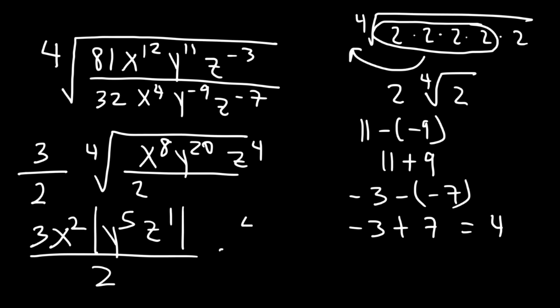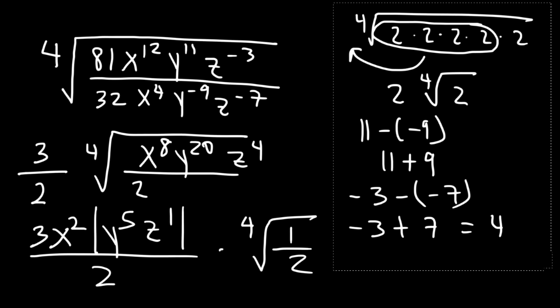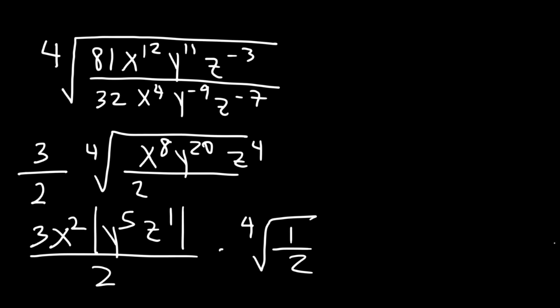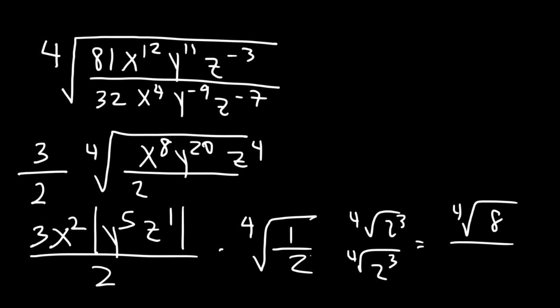Now right now we have the 4th root of 1 over 2. So we need to rationalize this. To do that, I'm going to multiply the bottom and the top by the 4th root of 2 to the 3rd power. 2 to the 3rd power is 8. And on the bottom, we're going to have 2 times 8, which is 16.